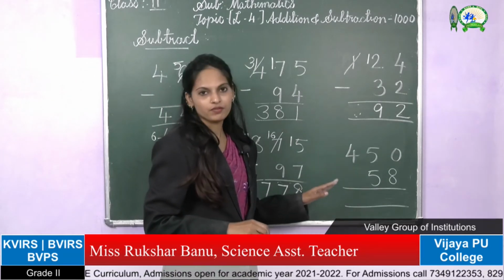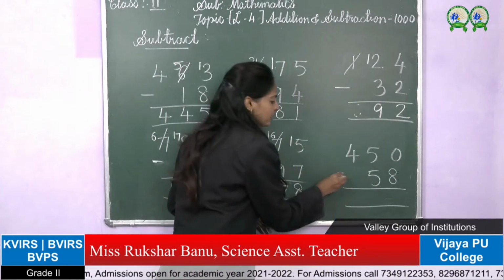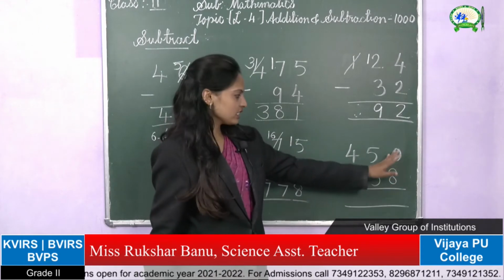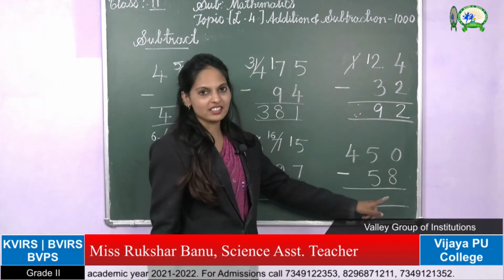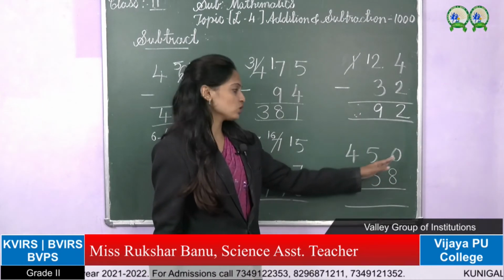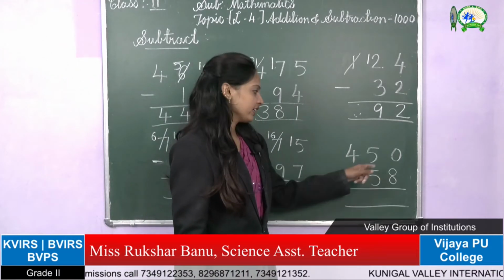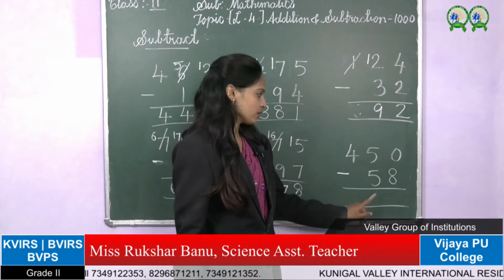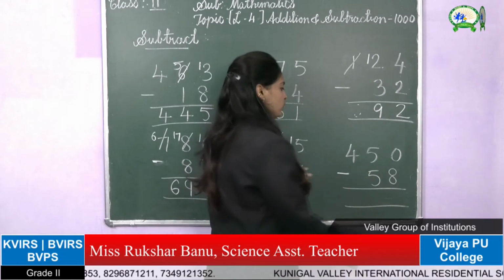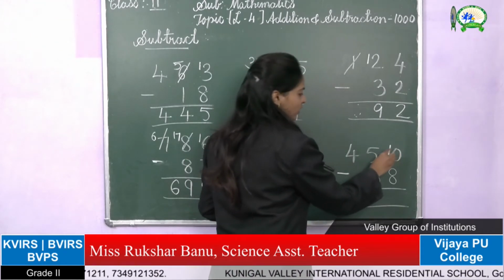In 450 we have to cancel 58. Okay, so here first one is 0. Yes, 0 minus 8 is there. So 0 is nothing, there is no number. But we have to cancel 8, means what we can do? Yes, from this place, from 10's place, we have to take 1.